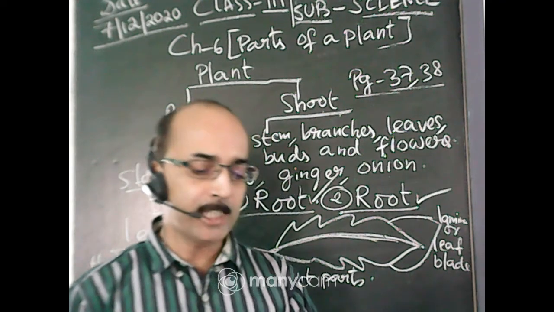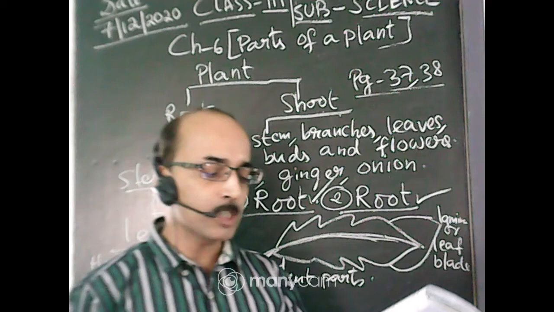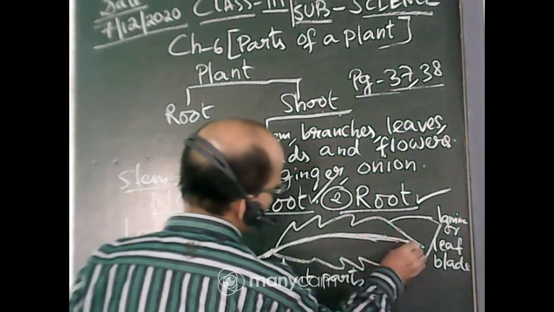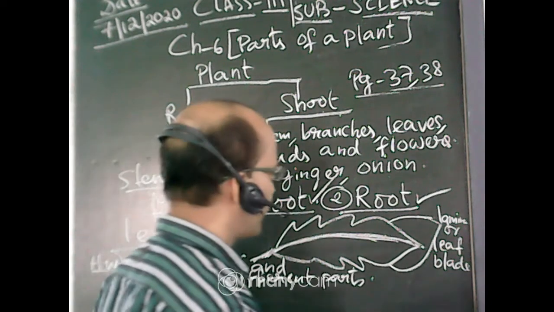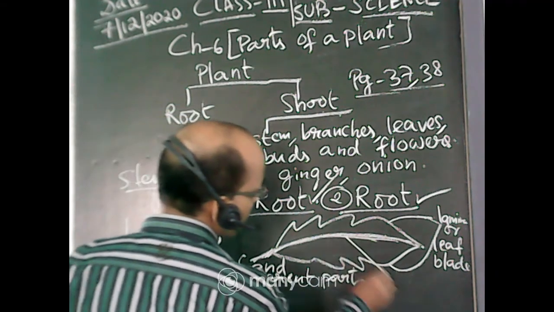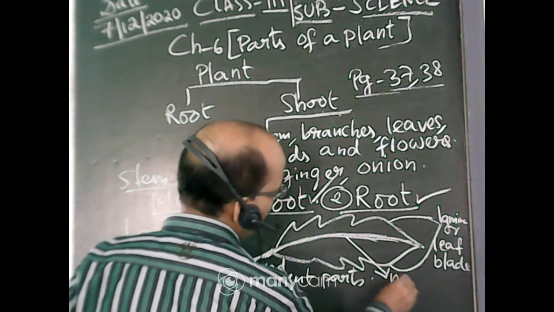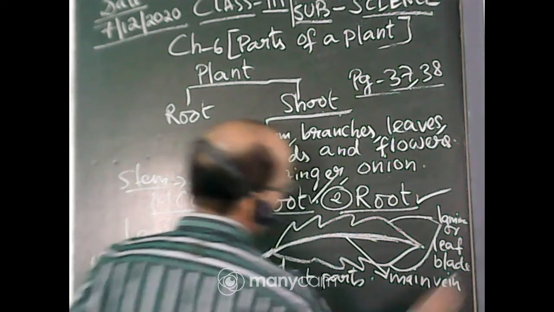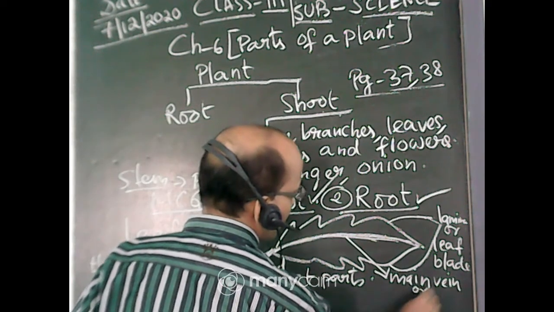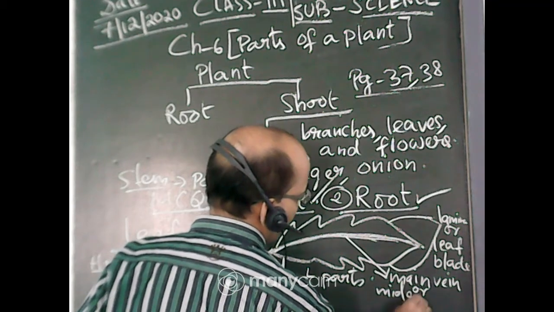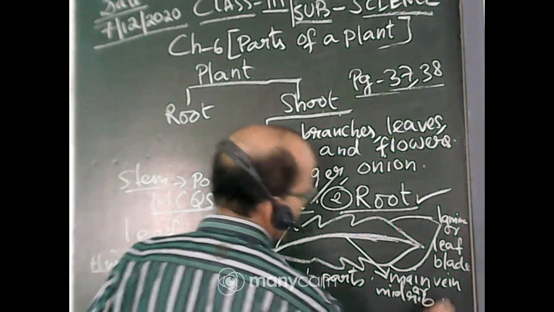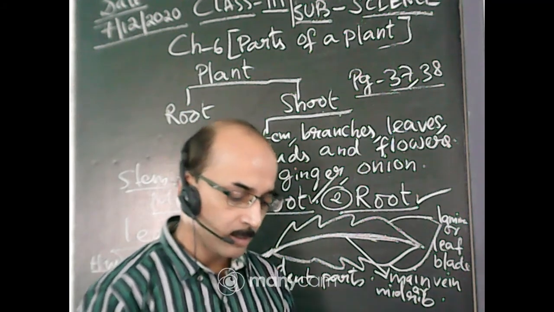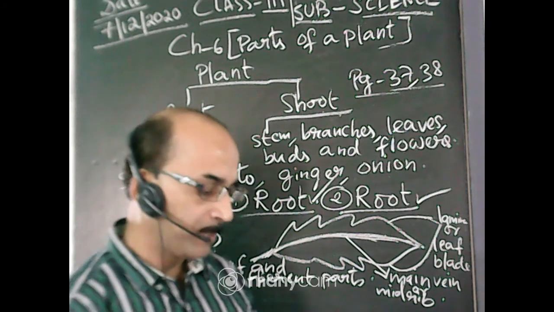Then number two, each leaf has a tube in the middle. This is called the main vein. So this one in the picture, see here, you can also follow the book, page number 38. This is the main vein, or it is also called midrib. You can write that in your book, main vein or midrib. M-I-D-R-I-B, midrib. Okay, understood everyone?